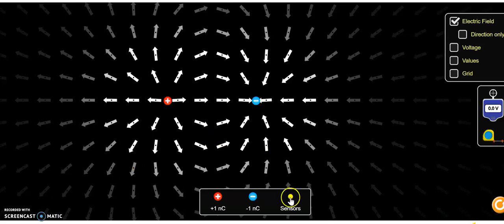Going back to this simulation, if I take my yellow positive sensor and put it where the field lines are going to be really close, you can see the big red arrow has a big force pointing towards that negative charge and away from the positive charge. The field lines right in between the charges are going to be really, really close together. So you get really big forces where the field lines are close together.